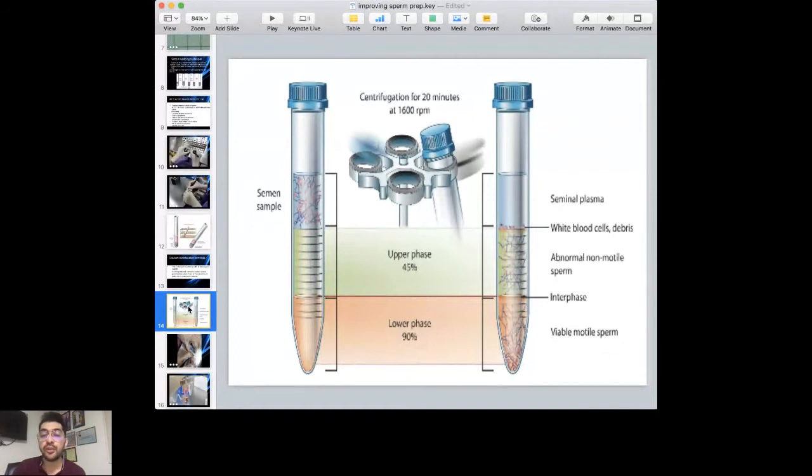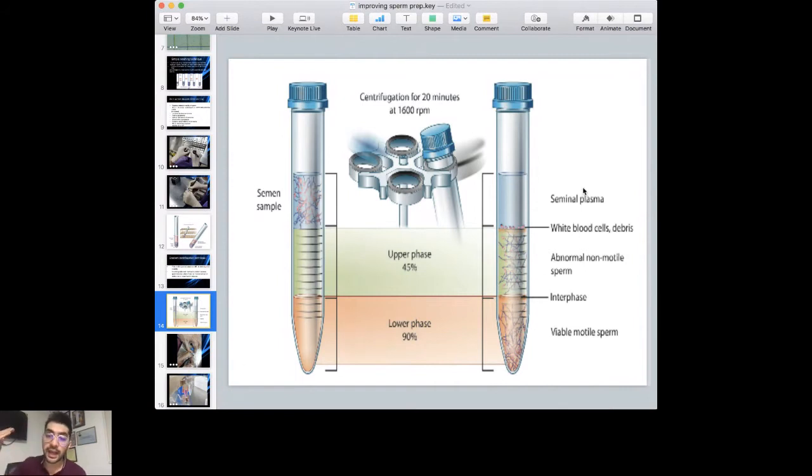And then you centrifuge this at 1500 RPM or about 500 Gs, based on the centrifuge that you're using. And this centrifugation happens for about 15 minutes, right? And in these 15 minutes, you're going to get a separation, which is something like this.